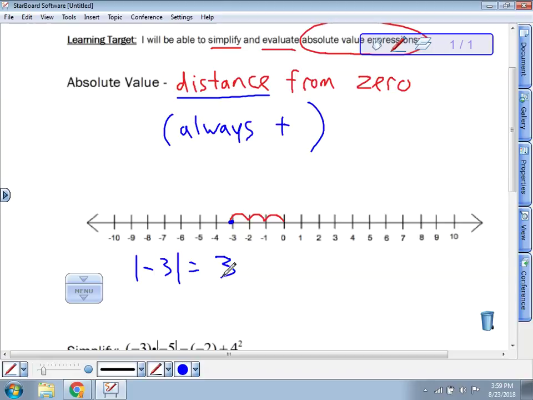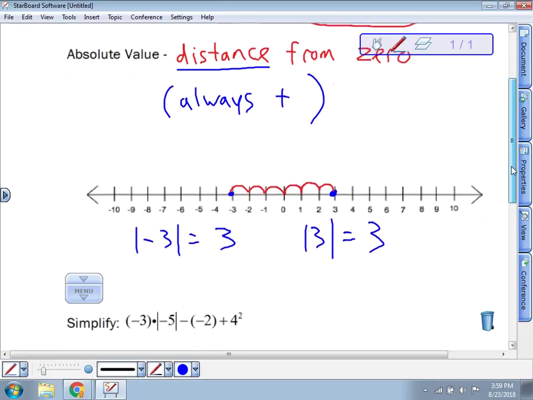What's the absolute value of positive 3? If I start at positive 3 right here, how far away is that from 0? Even though I'm going back this direction, it's still a distance, which is 1, 2, 3 away. So the absolute value of positive 3 is also 3. That's how absolute value works, and that's why it's always positive.